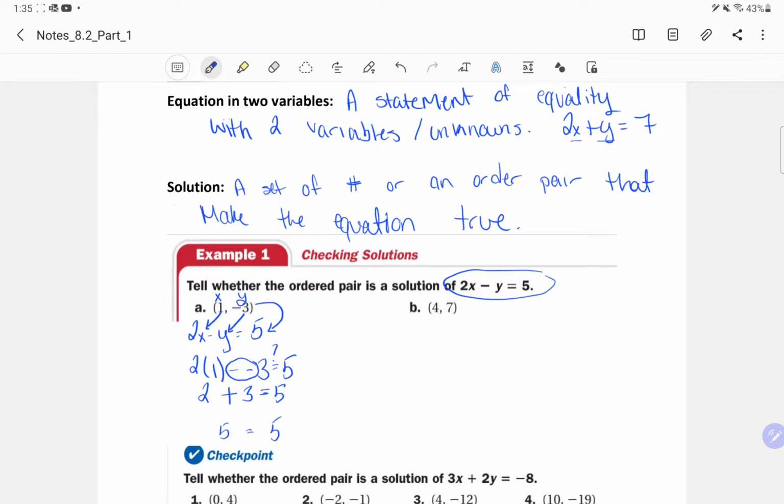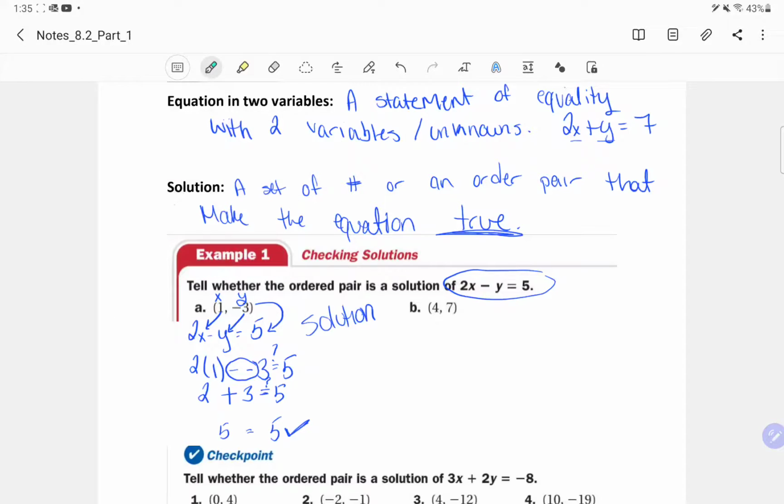That's what you're doing the whole time. You're figuring out, are these two things equal? Well, 5 is equal to 5. So this point is a solution. It gave us our true statement. Alright.